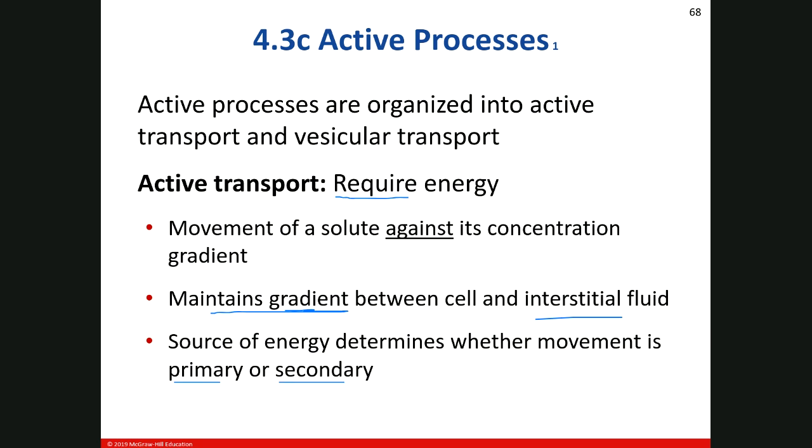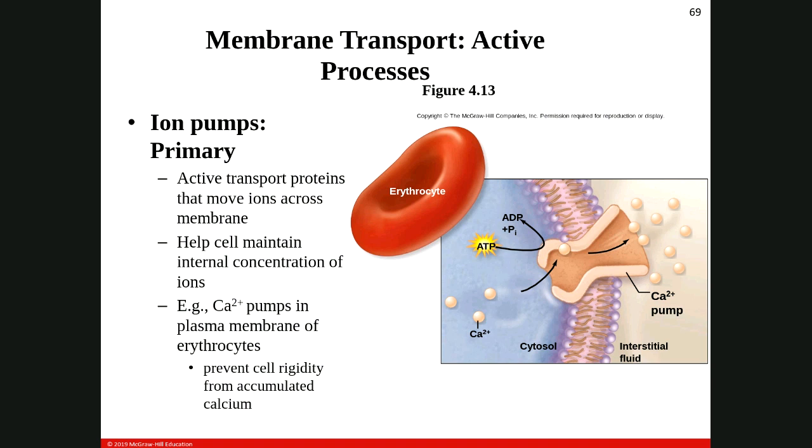But I want to get into one of my favorite things in the human body. All right, I have a lot of favorite things. This is one of them. The ion pumps. These guys are huge. Now you have several. You have ion pumps in your erythrocytes and in your neurons, and you have them in other cells too.